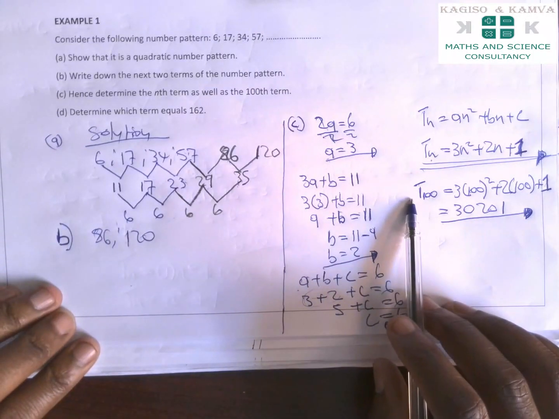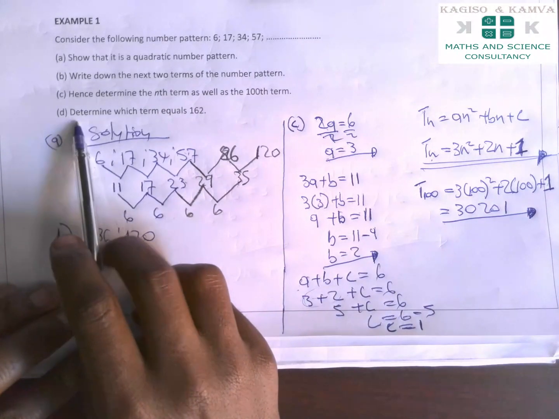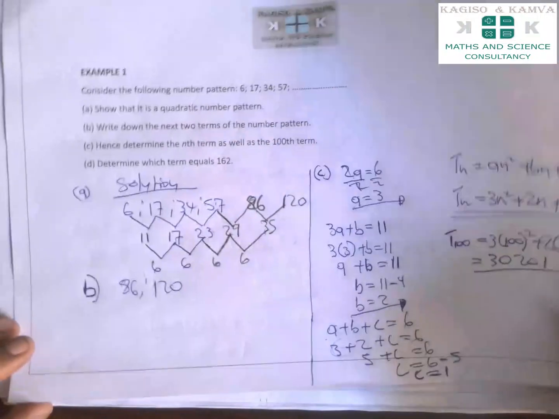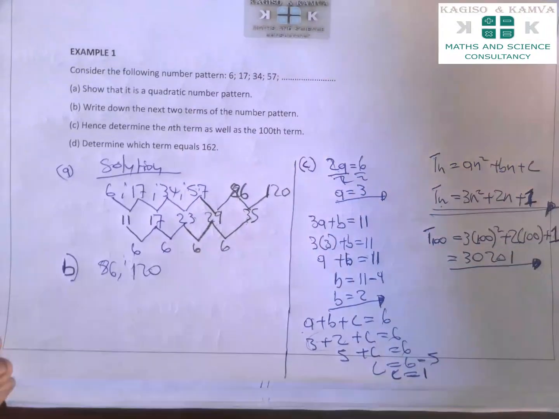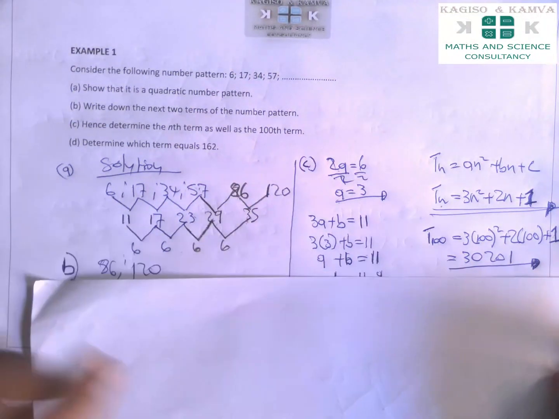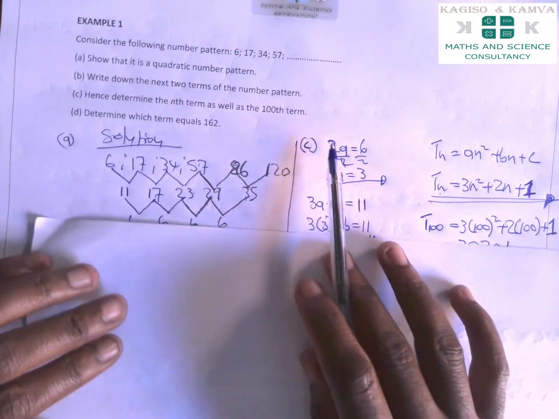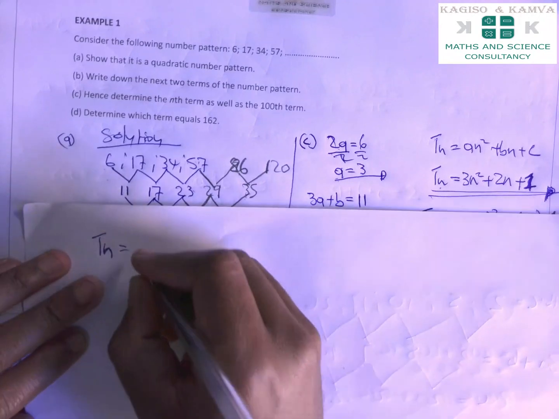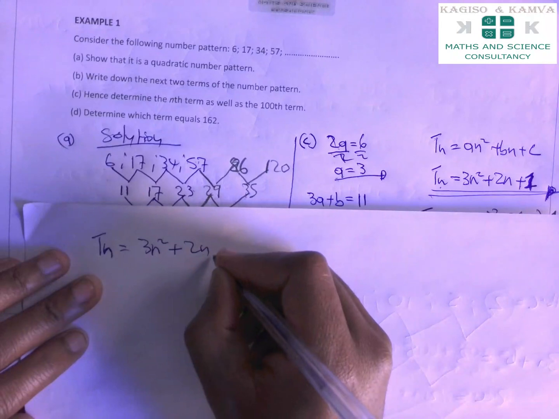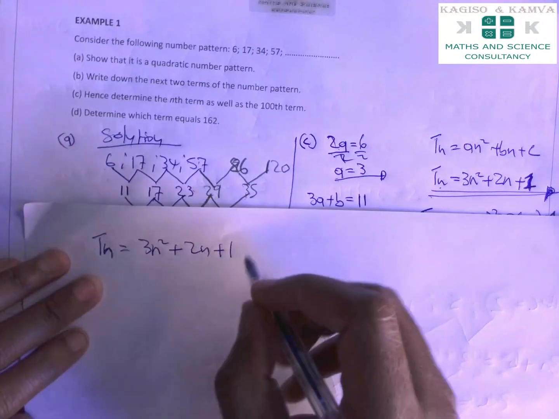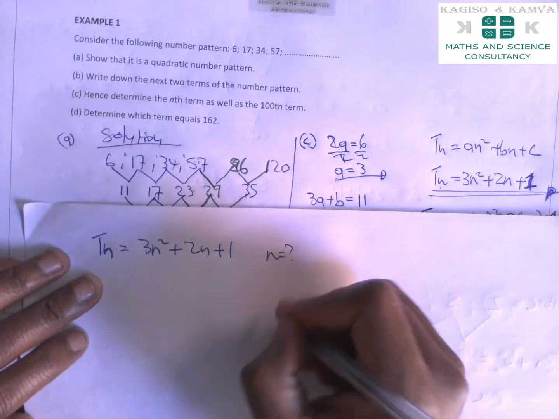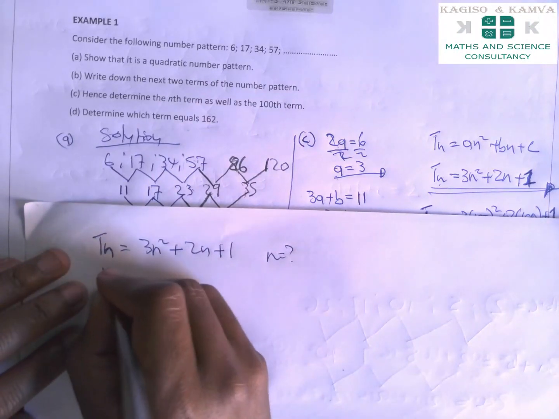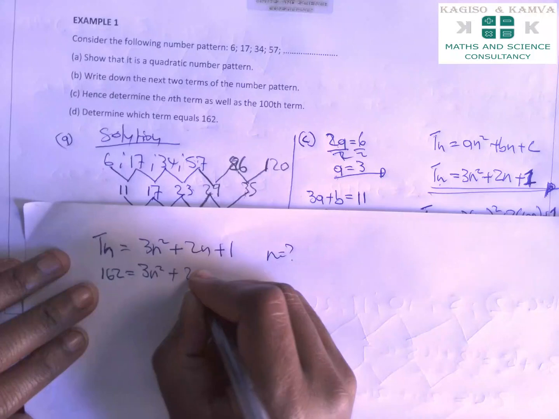Now let us do D. We're asked to determine which term equals 162. From there we know that we have the general term, Tn, which is equal to 3n squared plus 2n plus 1. So when they say which term, they are actually looking for n. We're looking for n, but we know the term is 162. So this is going to be 162 is equal to 3n squared plus 2n plus 1.